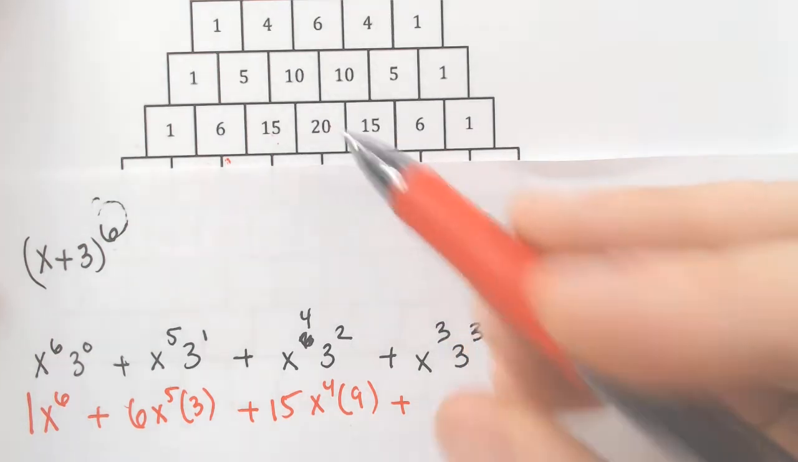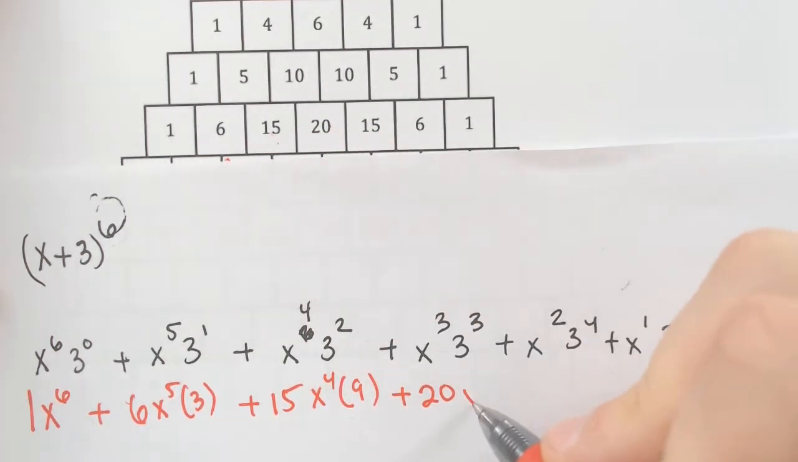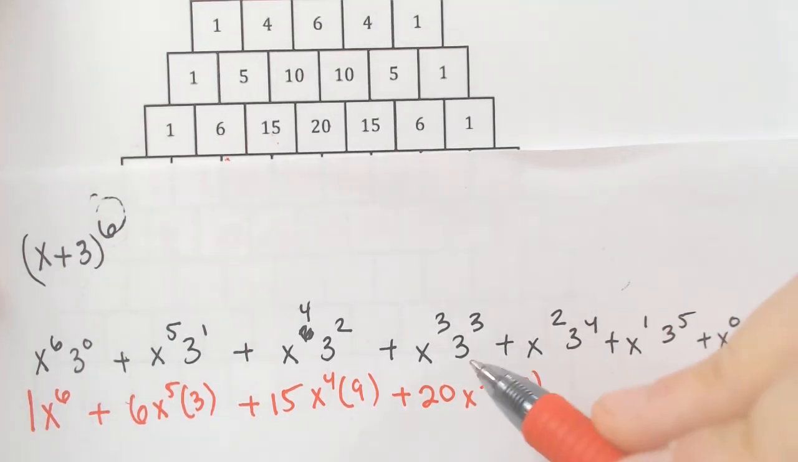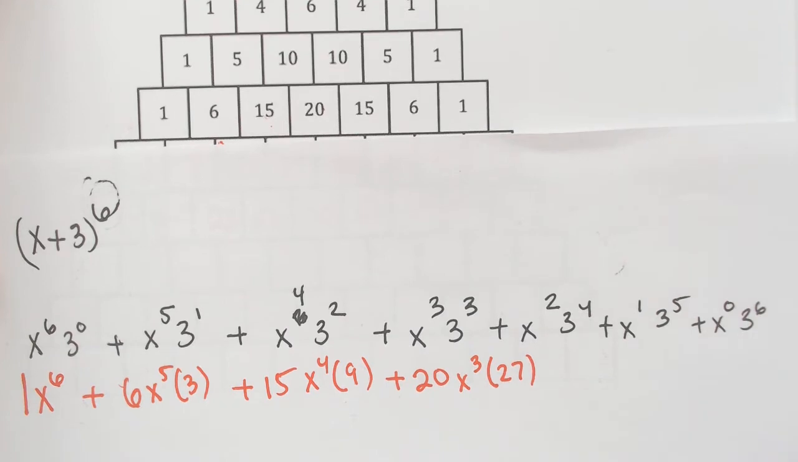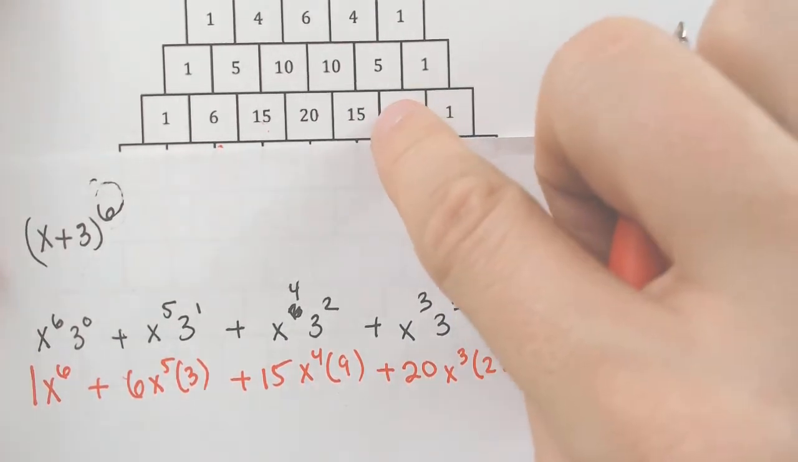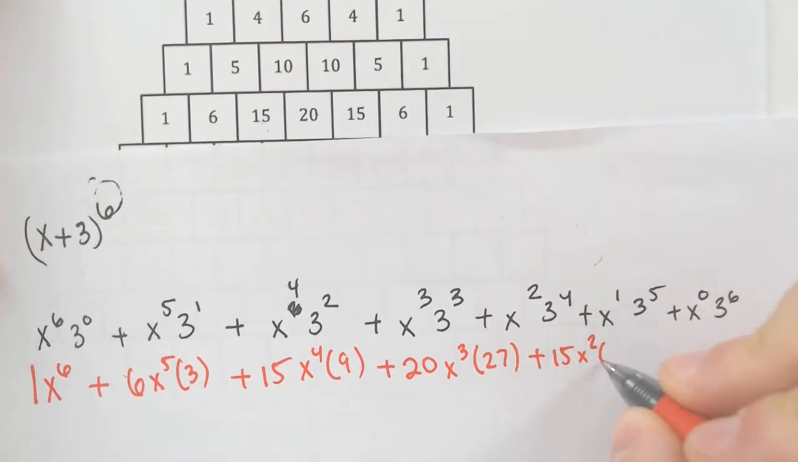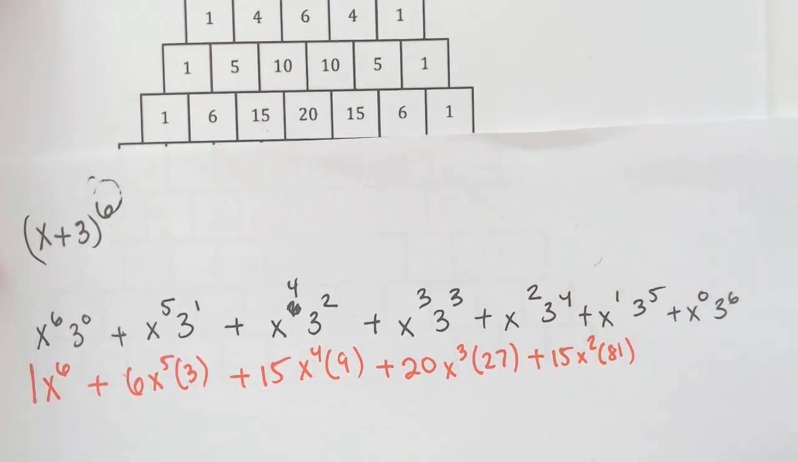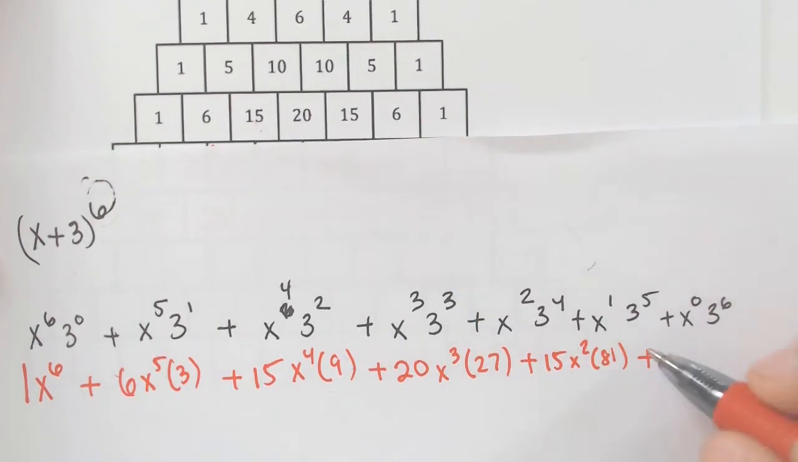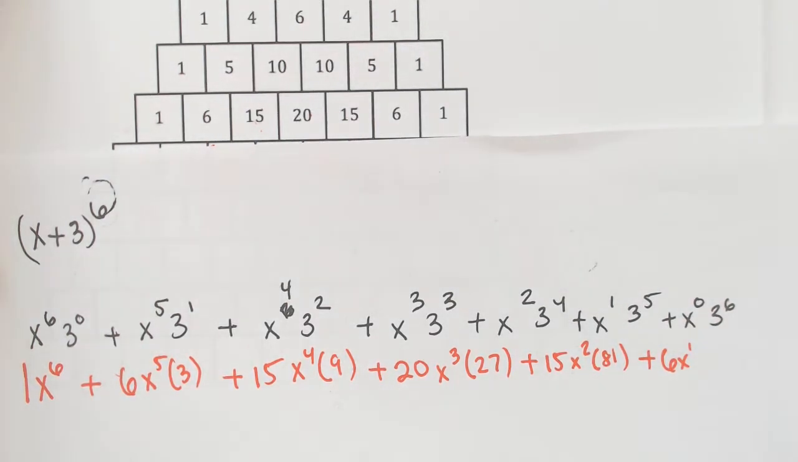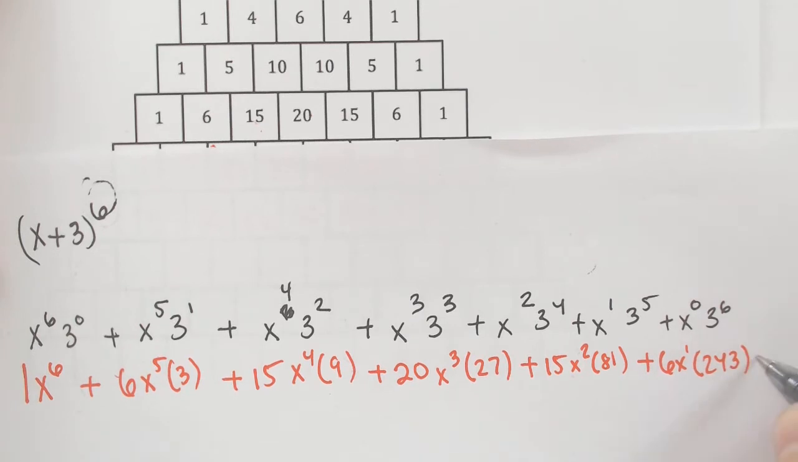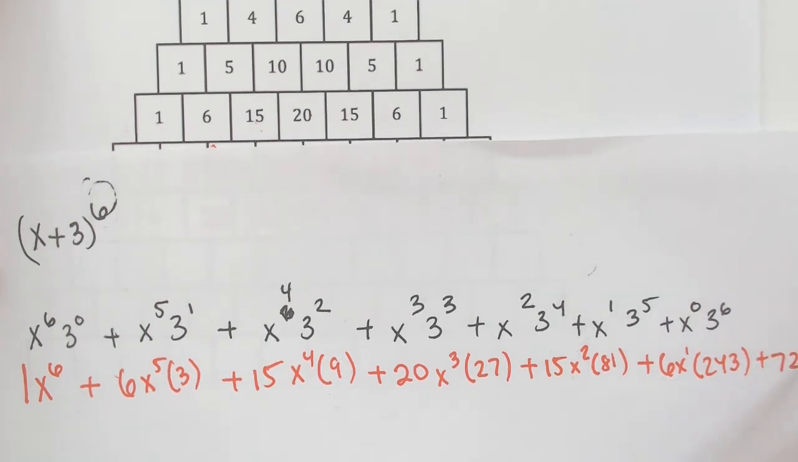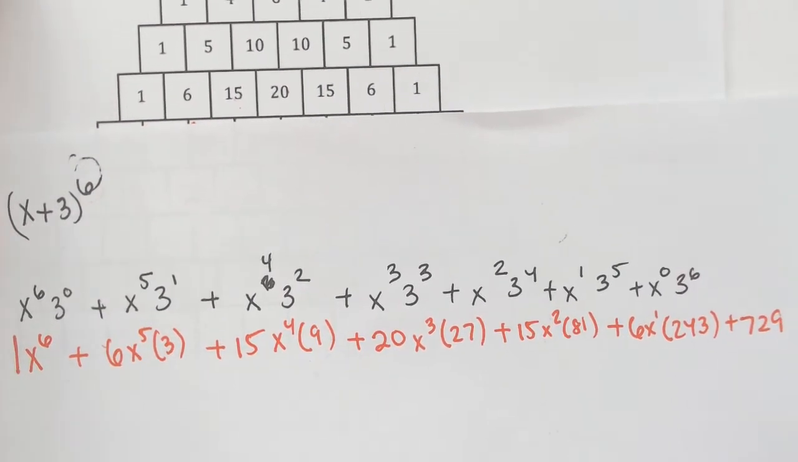plus, next up we got 20 x to the 3rd times 27, which is what 3 to the 3rd is, plus, next we got 15, again, x squared times 81, because that's what 3 to the 4th is, plus 6 x to the 1st power, 3 to the 5th, I don't know that one, why don't I just write 3 to the 5th? 3 to the 5th is 243 times 6, and then x to the 0 is just 1, so 3 to the 6th power is 729. And there it goes, it finally fit.